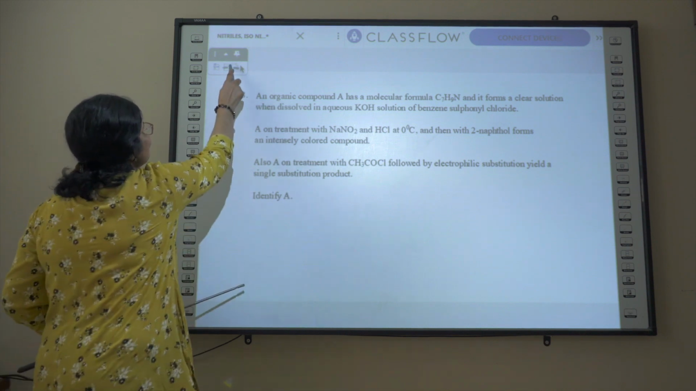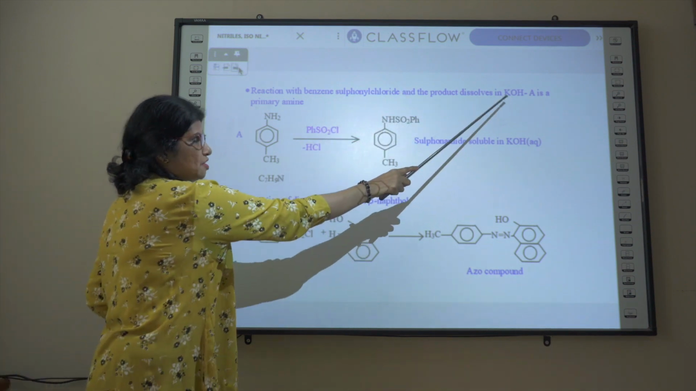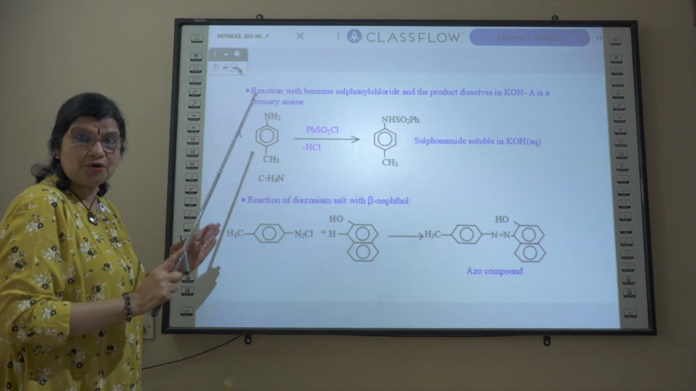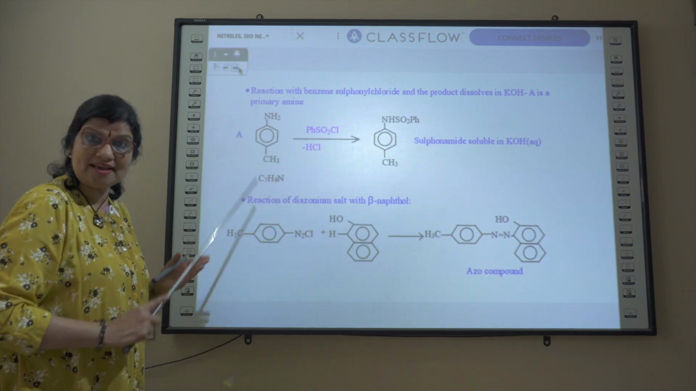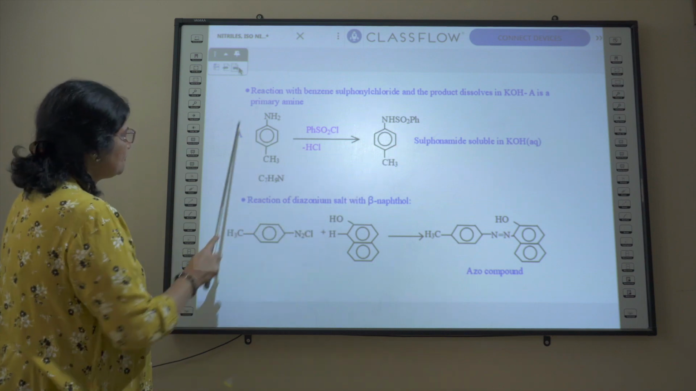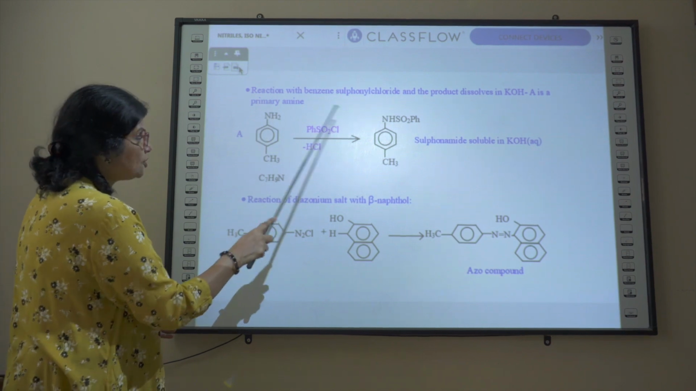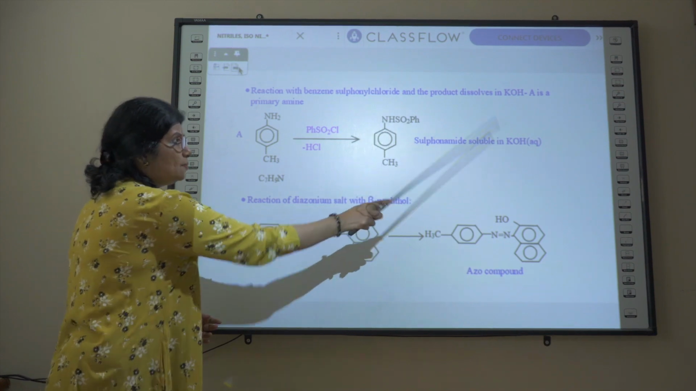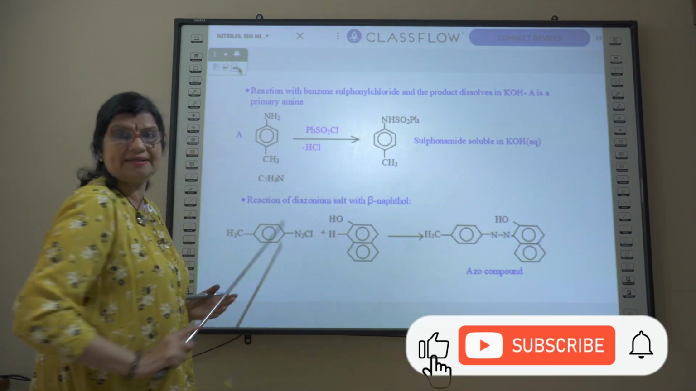Alright? So the reaction with benzene sulfonyl chloride, where the product dissolves in potassium hydroxide, indicates that A is a primary amine. Aromatic or aliphatic, we don't know until we know that it reacts with sodium nitrite, hydrochloric acid at 0 degrees Celsius. Now this is the reaction that you have learned, the Hinsberg's test. The primary amine with benzene sulfonyl chloride, HCl is lost. The sulfonamide you get here will be soluble in potassium hydroxide because of the presence of this acidic hydrogen atom.